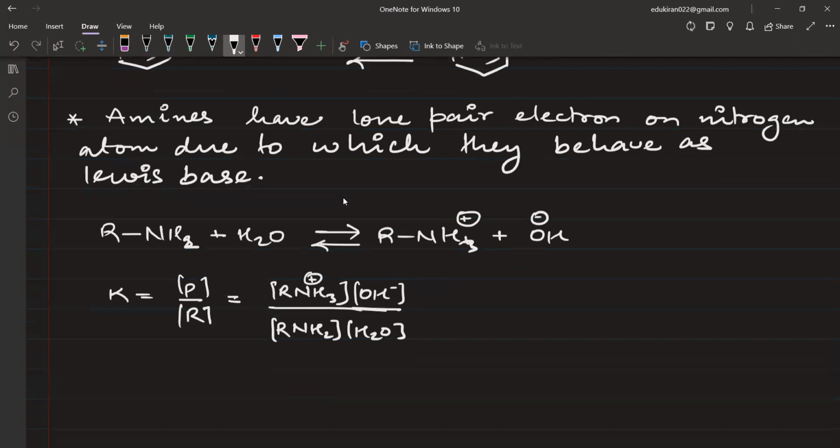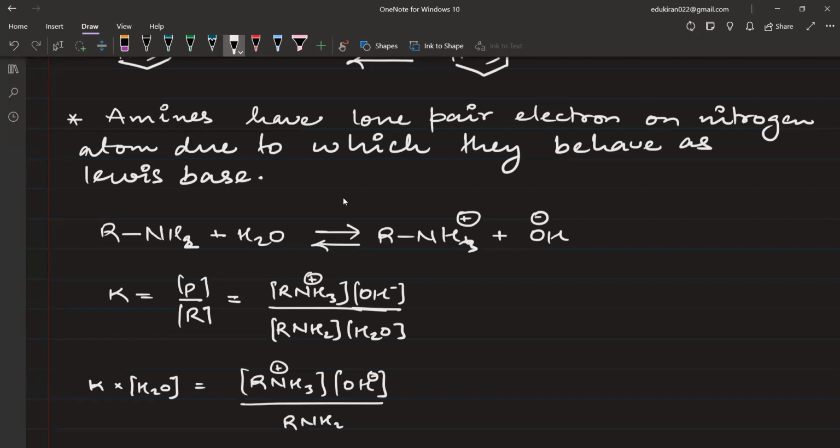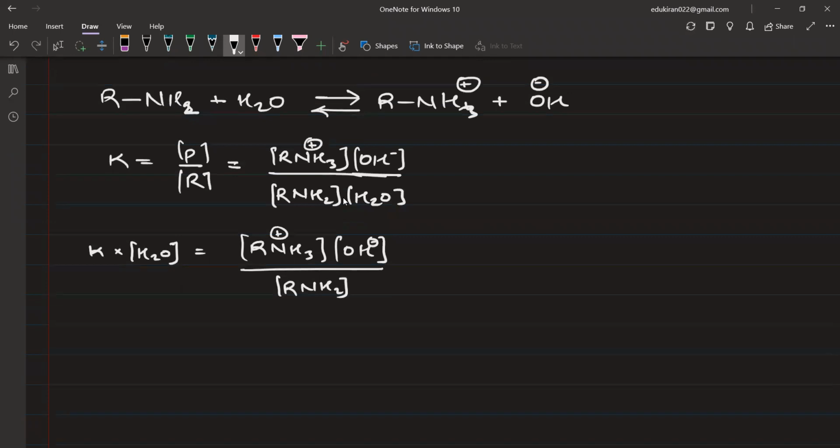a constant, if I bring the H2O to the left-hand side, we will have K into the concentration of H2O, which will be equal to the concentration of RNH3 positive times the concentration of OH negative, divided by the concentration of amine, RNH2. This will be known as Kb. The equilibrium constant into the concentration of water is known as Kb. It has the same meaning as K, but here we are determining it for a base, that is why it is Kb. So Kb will be again the same thing.